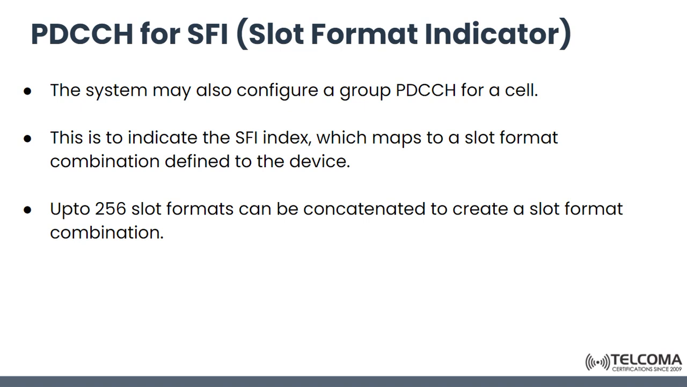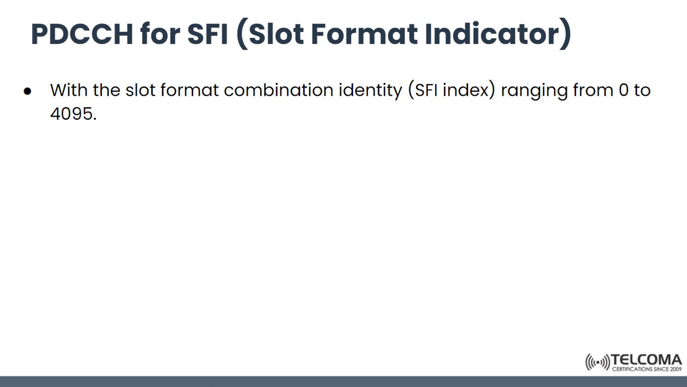Here the system may configure for a cell. This is to indicate the SFI index. Up to 256 slot formats can be concatenated so that it can create a slot format combination. The slot format combination identity ranges from 0 to 4095.